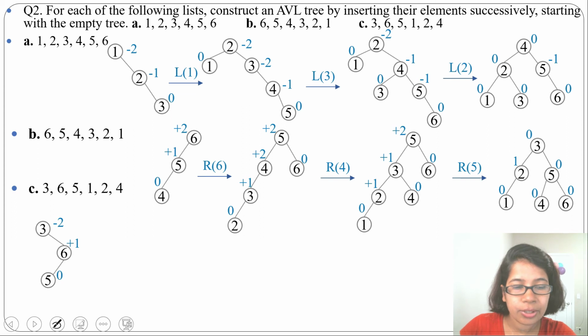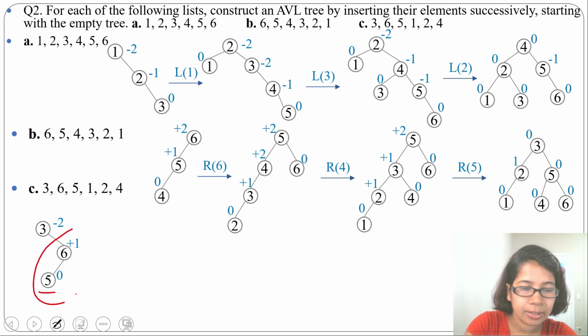Now which rotation will we do? We inserted 5 as 3's right subtree left child. So this is the right subtree and here we inserted as left child.